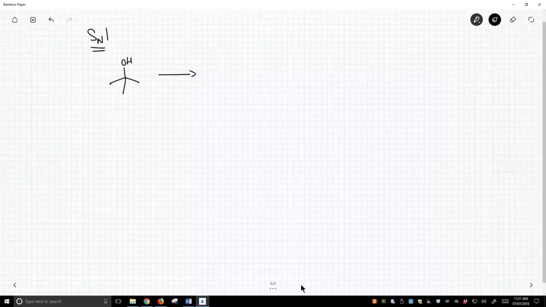this kind of reaction. We're going to treat this with methanol and sulfuric acid. And so sulfuric acid is H2SO4. I'm going to write out the full structure just to bring up a couple points.